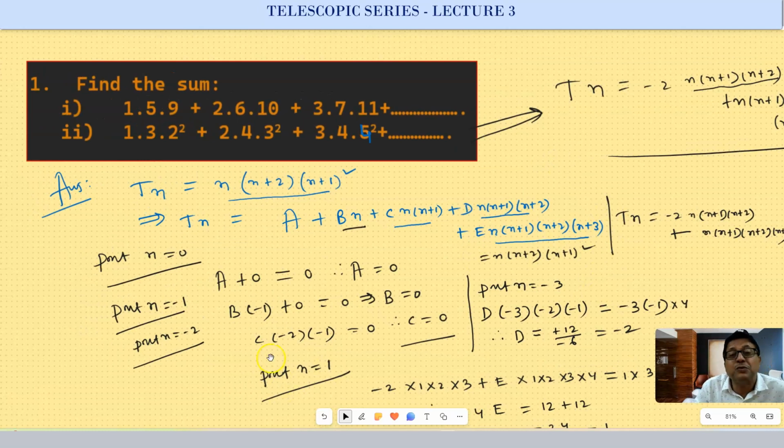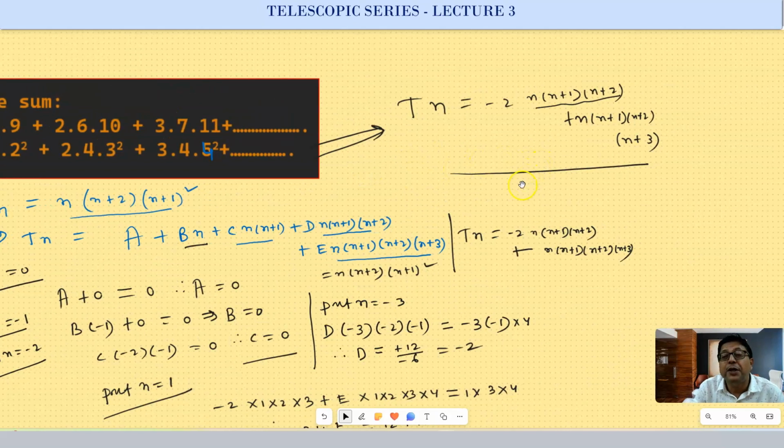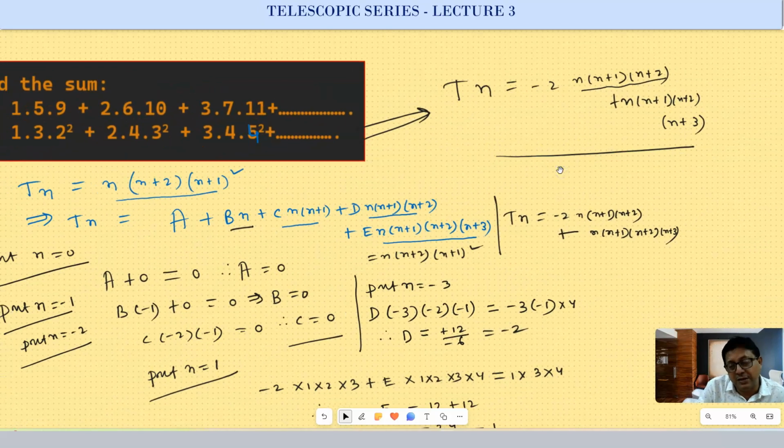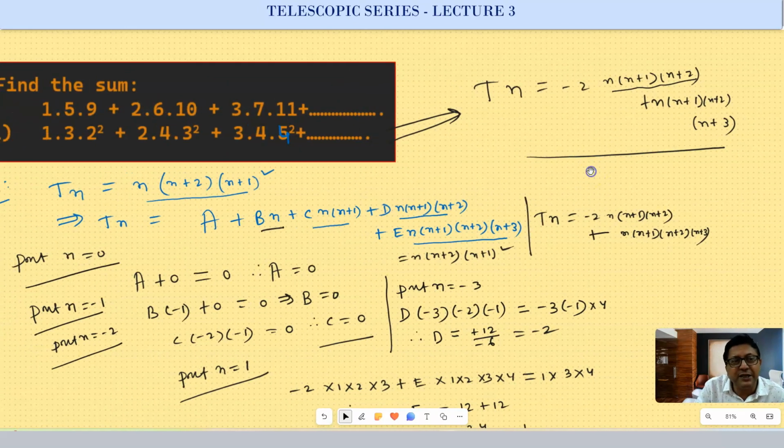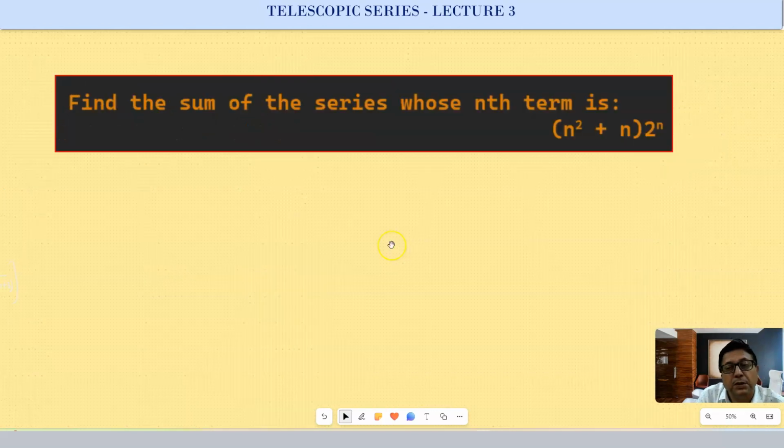I'm more interested to show you another one. This method I hope all of you have understood. You must try and write your answer in the comment box. I'll check it. I'll let you know.